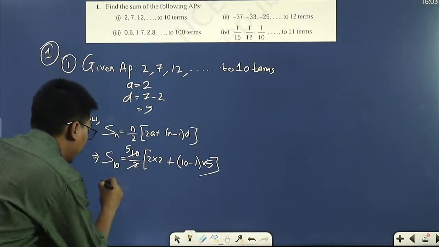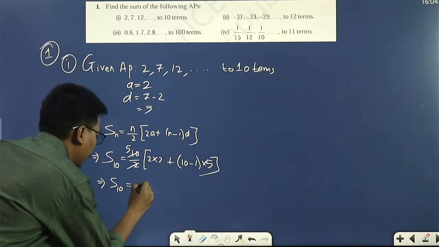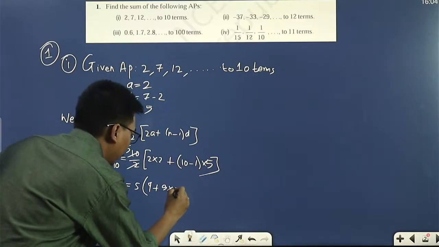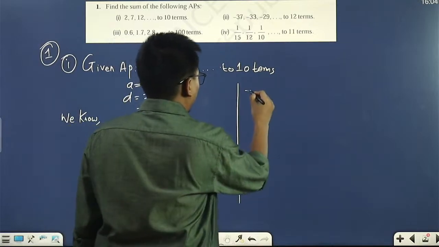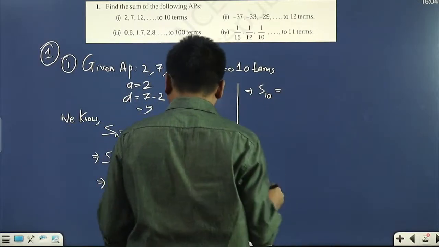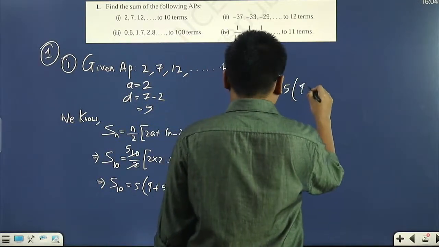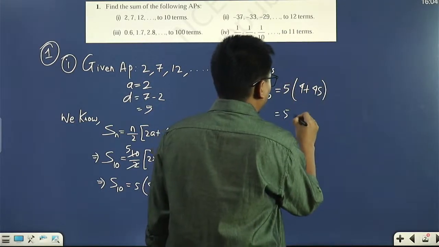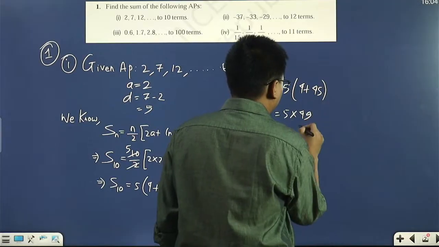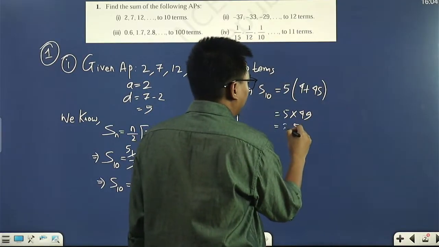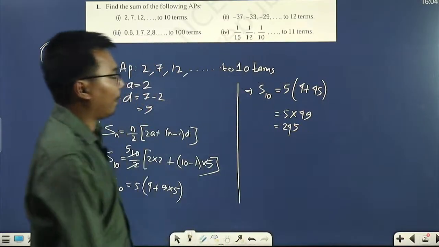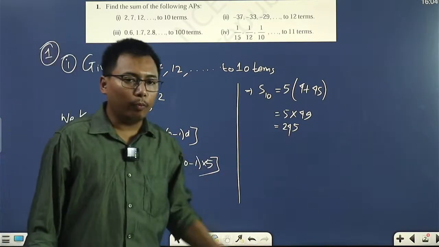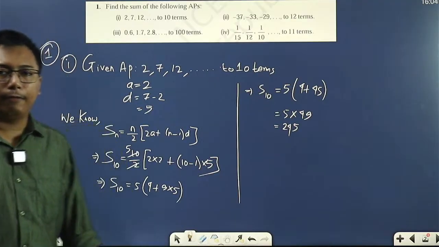Divided, we'll get 5. S10 is equal to 5 times (4 plus 9 into 5), which is 5 times (4 plus 45), which is equal to 5 into 49. 5 nines are 45, 5 fours are 20, so 245. So if we add all up to 10 terms from this AP, we will get 245. Clear?